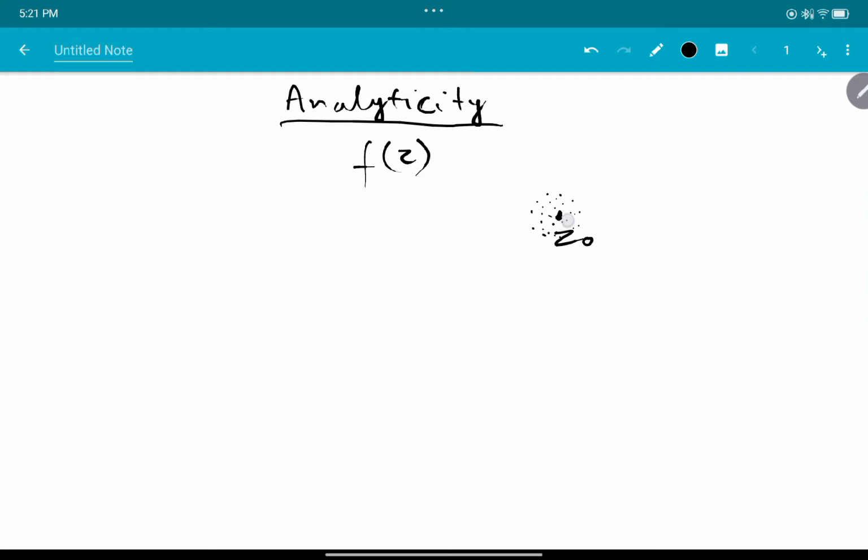that means one, it should be differentiable exactly at z0. Plus, if it is differentiable in a neighborhood of z0, however small that neighborhood may be, then the function is said to be analytic at z0. So there is a difference between differentiability and analyticity. In analyticity we have two things: the function differentiable at z0 plus the function differentiable in its neighborhood.